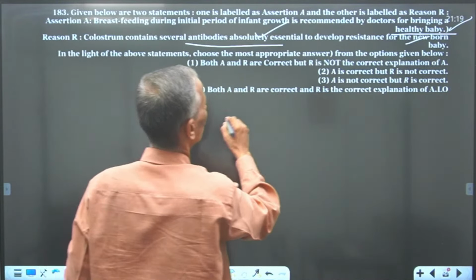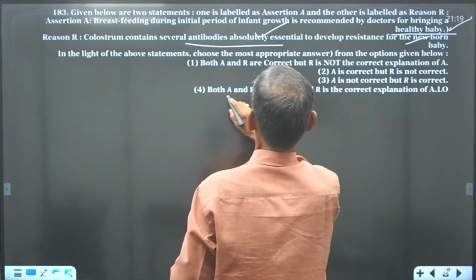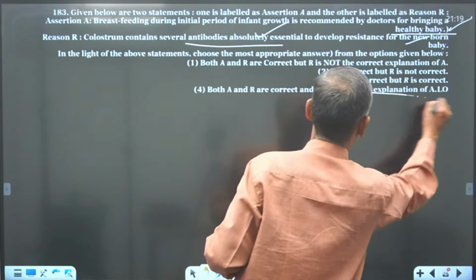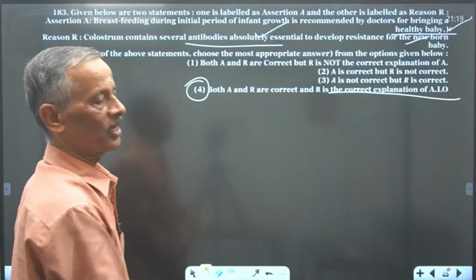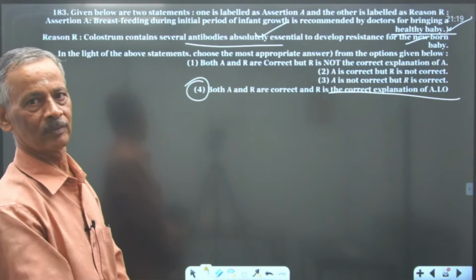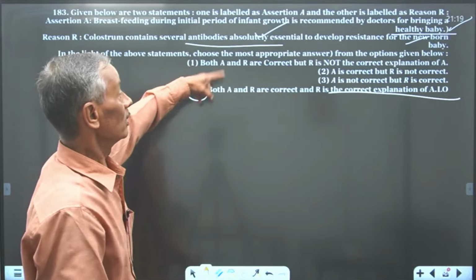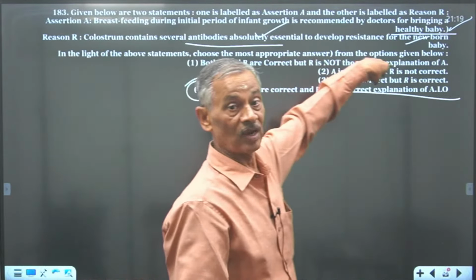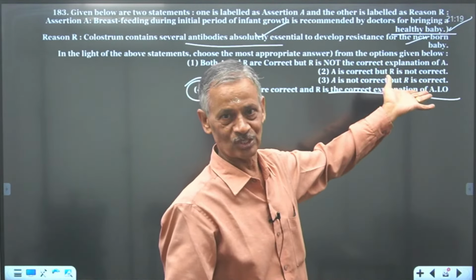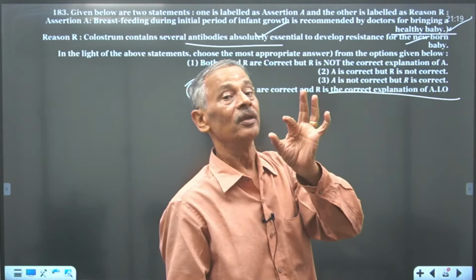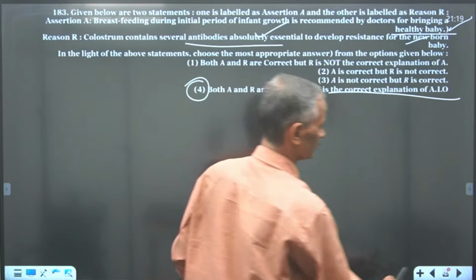So you give: A and R are correct, and R is the correct explanation. You give option 4. This one may change. What is the option you have to select? That will change in different questions. So you should be very, very cautious in answering that part.